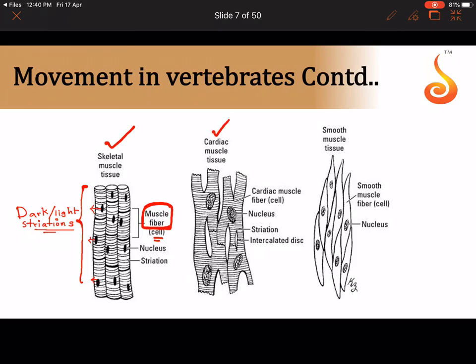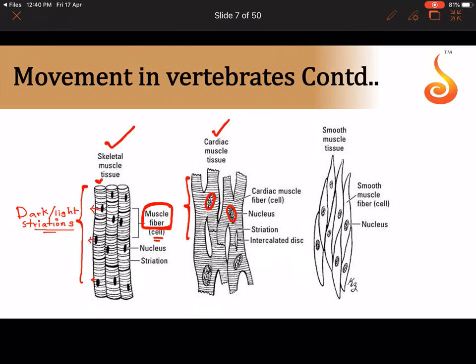Now, a cardiac muscle also has striations. As you can see, there are dark and light striations in the cell. But did you notice that they have a single nucleus present in the center? Mostly they are uninucleated.